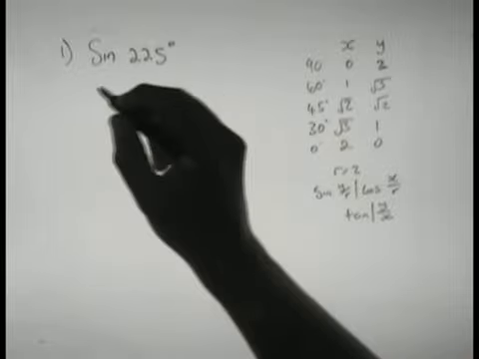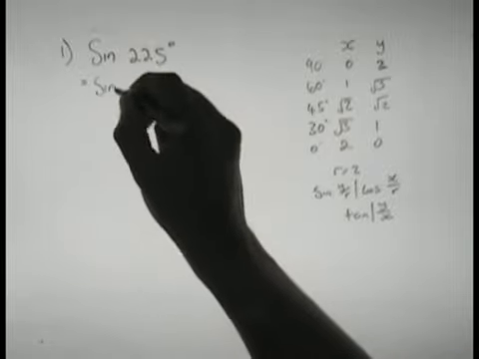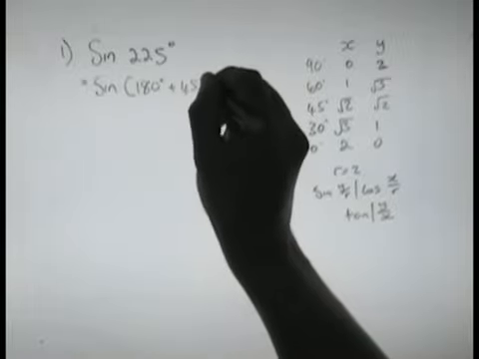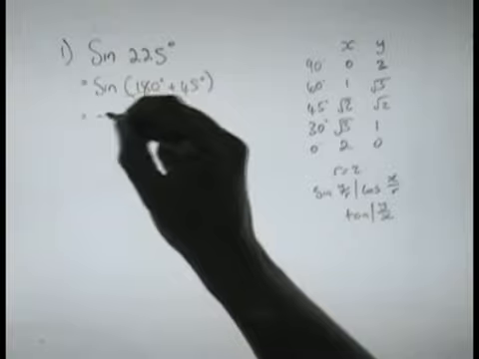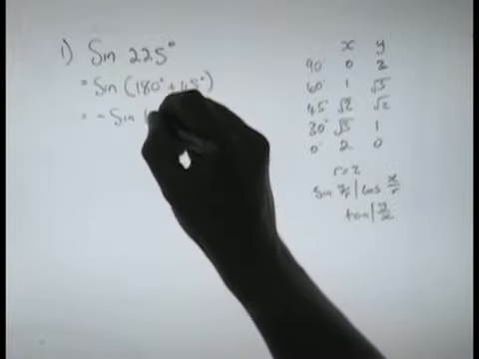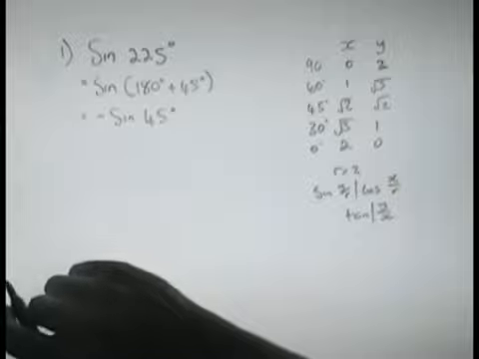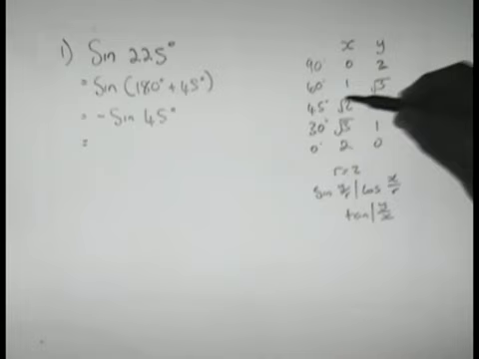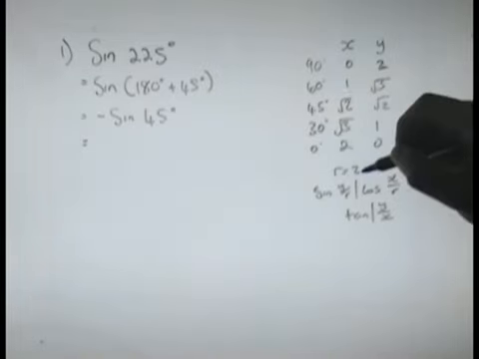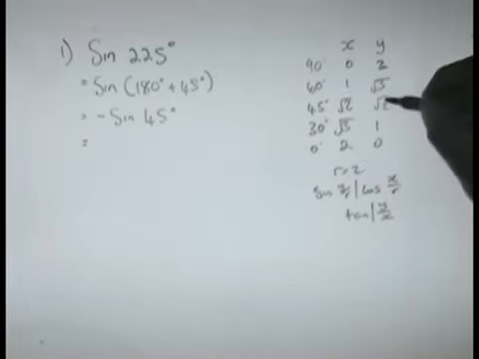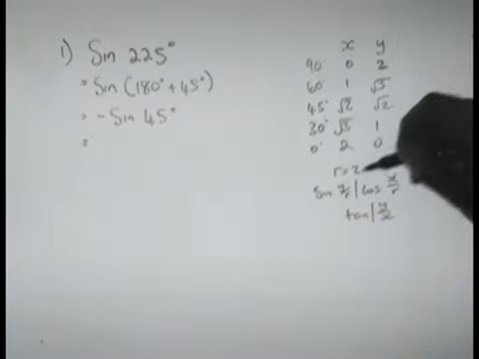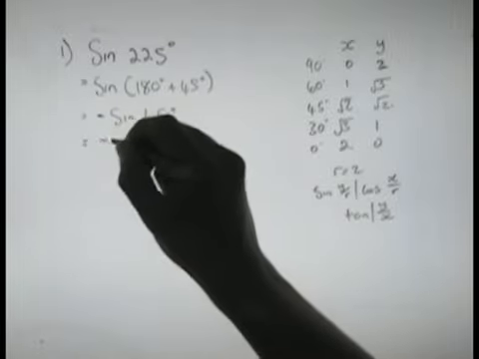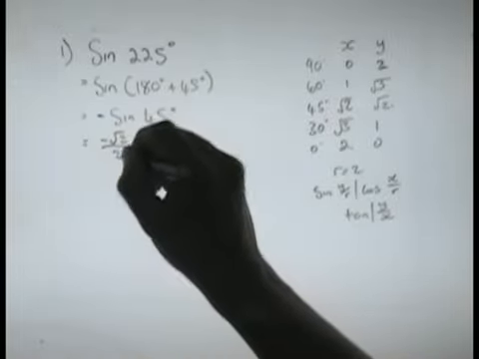Now, sine 225 degrees is the same as sine of 180 degrees plus 45 degrees, which is equal to negative sine 45 degrees. Negative sine 45 is equal to, now, sine 45 is y over r, which means that sine 45 is root 2 over 2, except it's times by a negative on the outside, so it's negative root 2 over 2.